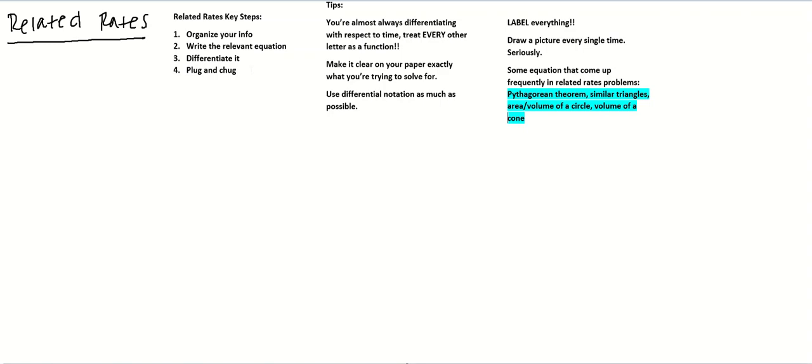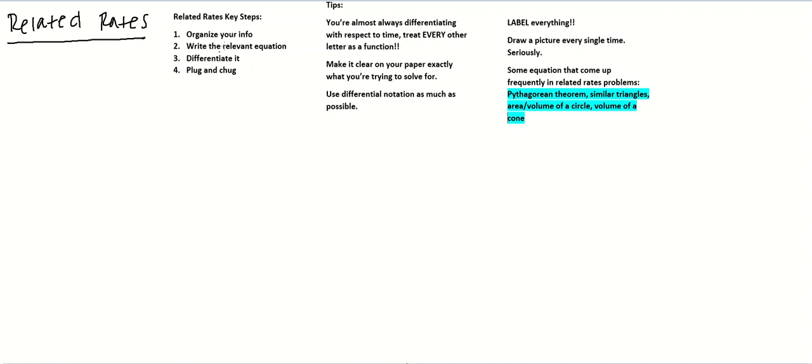I wanted to make several videos about related rates because it tends to be the topic that trips calc students up the most, but I really think that if you come up with a process, even if it's not this process, that really works for you and it's a uniform process that you can stick to every single time, that is going to help you do related rates problems. So you can see here that I've put some strategies and tips that I use when I'm doing these problems.